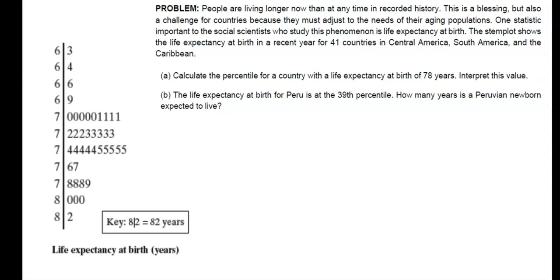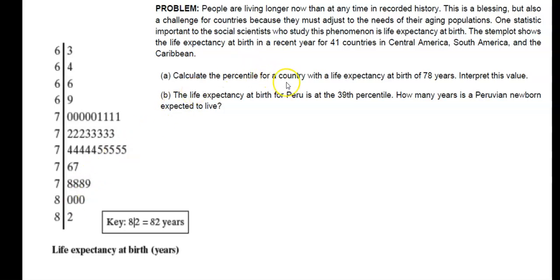Let's just try a few problems here and see if we can kind of handle these. So people are living longer now than any time in recorded history. Certainly is a blessing, but also a challenge for countries when they must adjust to the needs of their aging populations. One statistic important to the social scientists who study this phenomenon is life expectancy at birth. The stemplot shows the life expectancy at birth in a recent year for 41 countries in Central America, South America, and the Caribbean. So there's a nice stemplot there. We learned about those last chapter, so we still are expected to know how to do those.